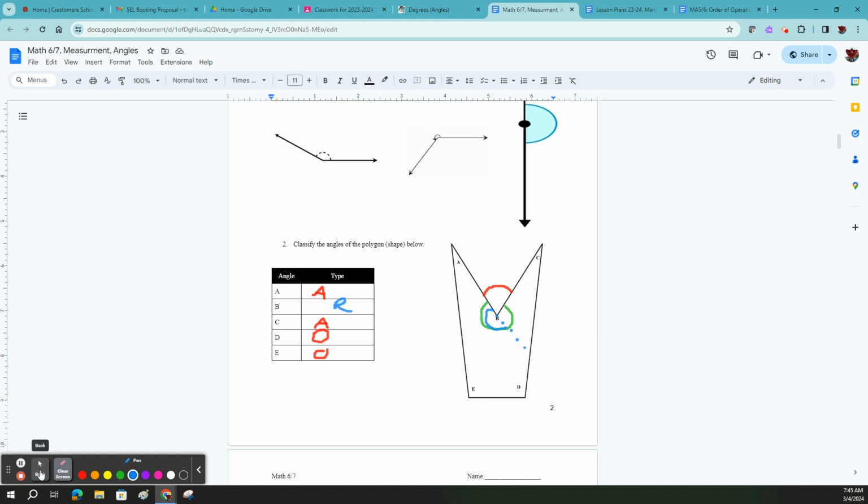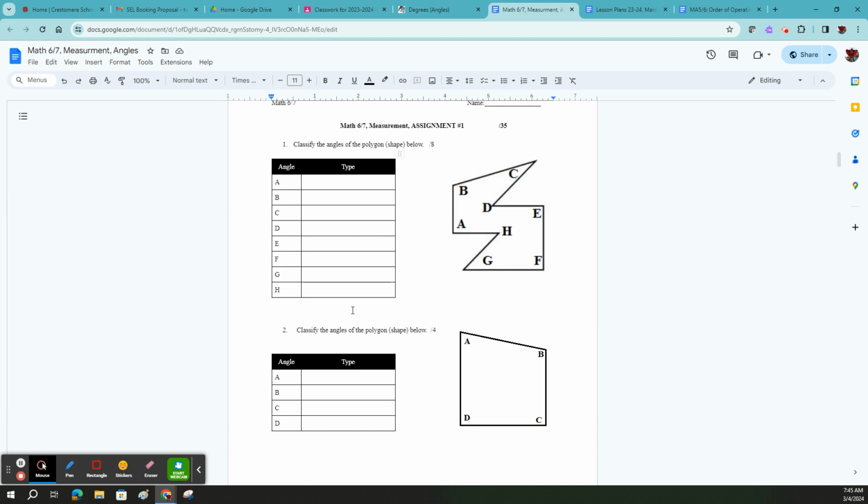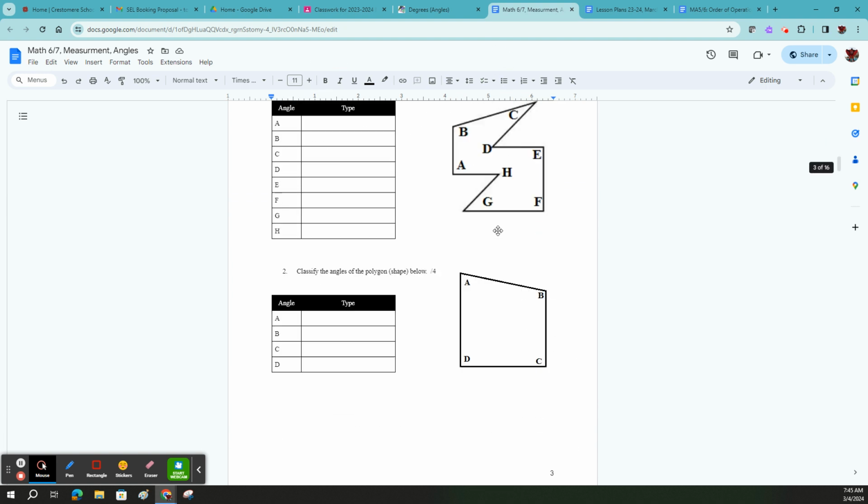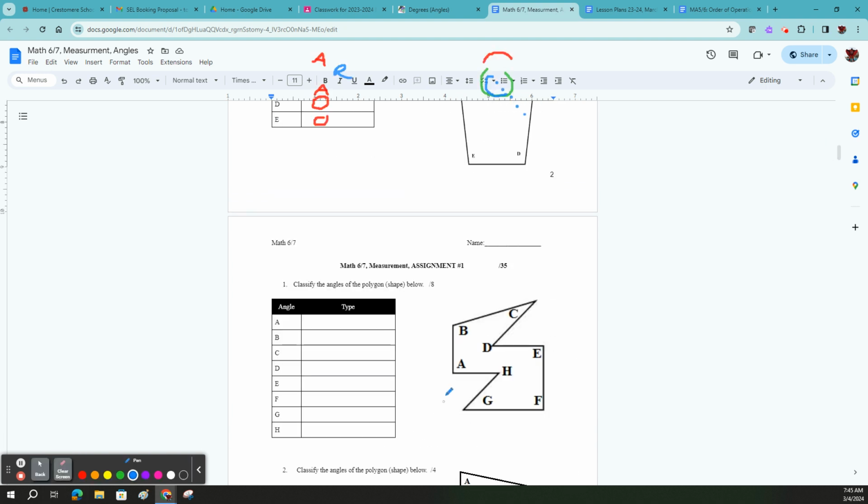Cool. And this is essentially what you're going to be doing in assignment 1. If the polygon doesn't show the subtended arc, a good idea is to draw that in there, just to help your brain visualize how big that angle is.